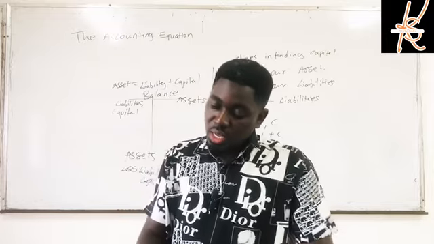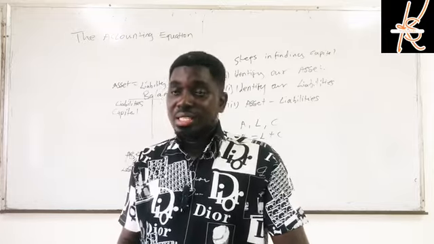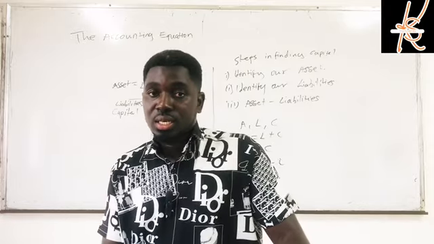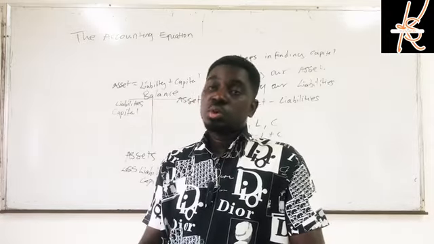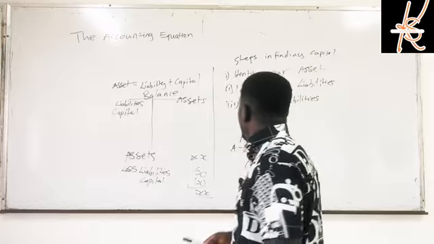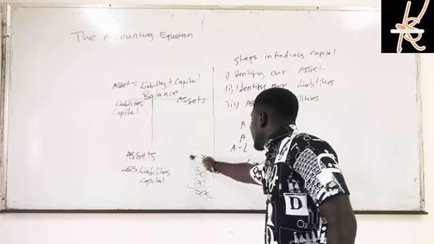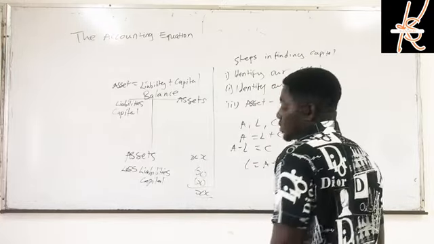So you want to know the amount of capital that he invested. He bought a motor van without selling any goods, so he doesn't have sales. If you are going by this format, let's go by this format to find our capital.